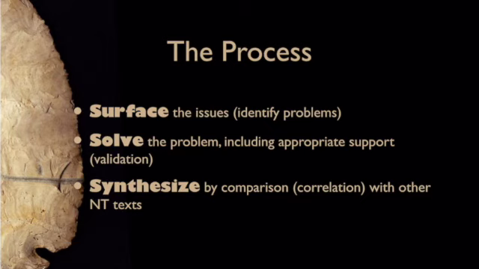So the process is, first, we're going to surface issues, and so we're going to identify problems. And part of identifying problems or surfacing the issues is that we want to see what's at stake. There might be two ways of interpreting a participle. We might come across an adverbial participle, and we could take it as means, we could take it as manner, but there's not a whole lot at stake on that issue.